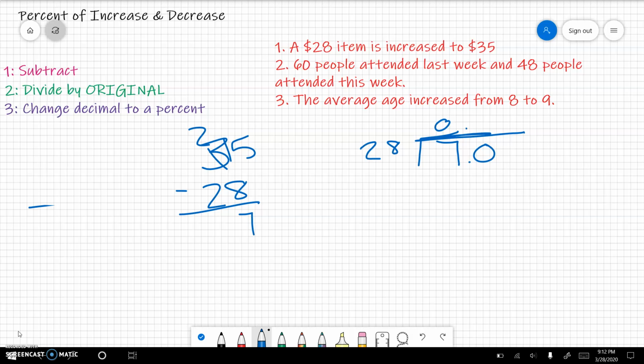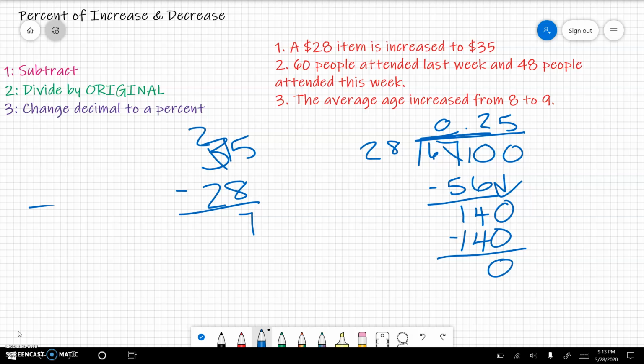So let's see, 28 would go into 70 twice. That would give me 56. I'm going to subtract, and I'm going to get 14, add a 0, bring it down, and 28 goes into 140, 5 times. 5 times 28 is 140. I'm going to subtract and get 0. Okay, my division is done.